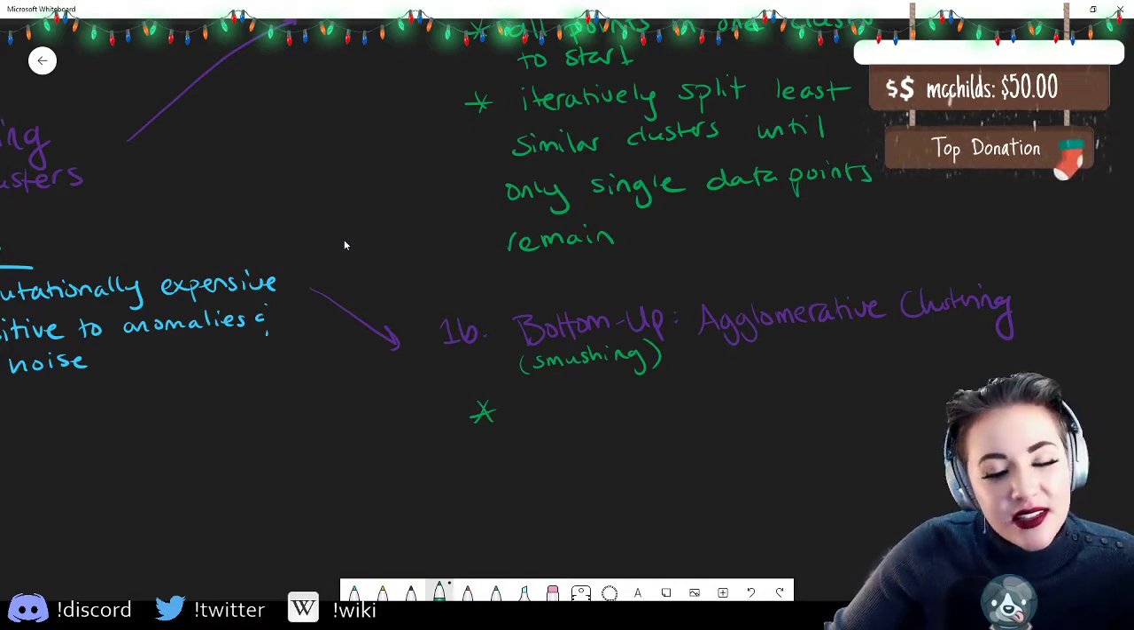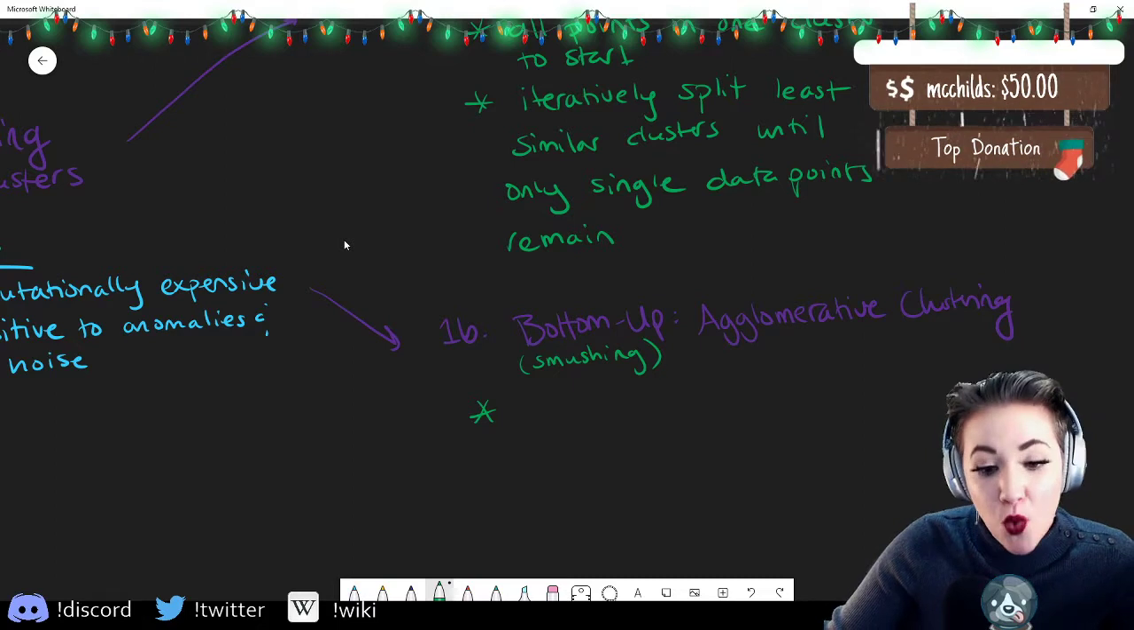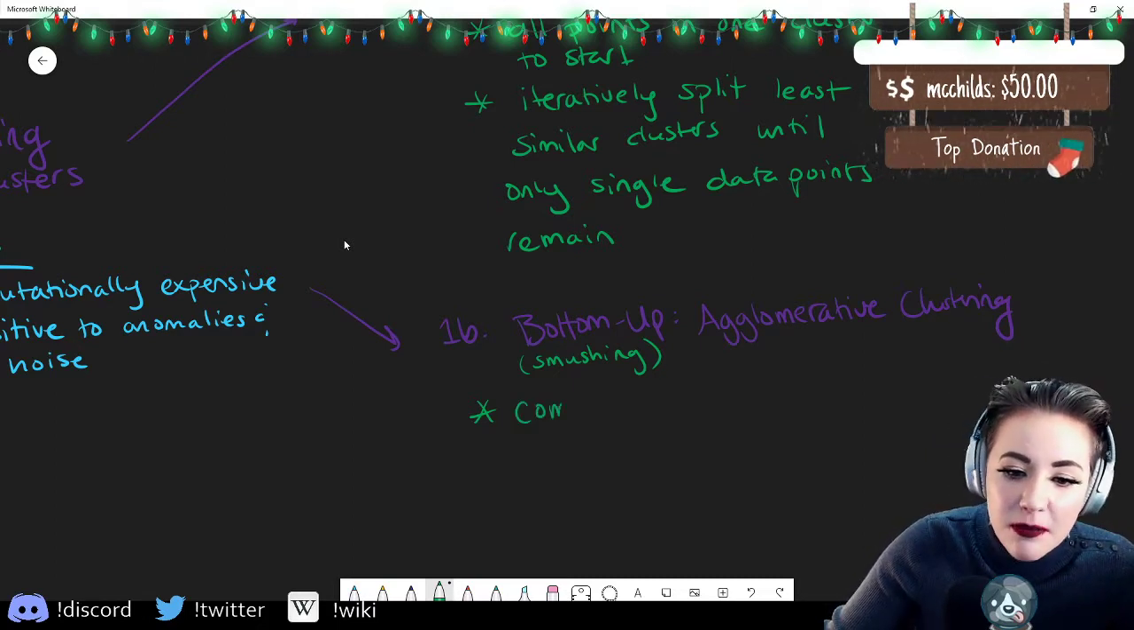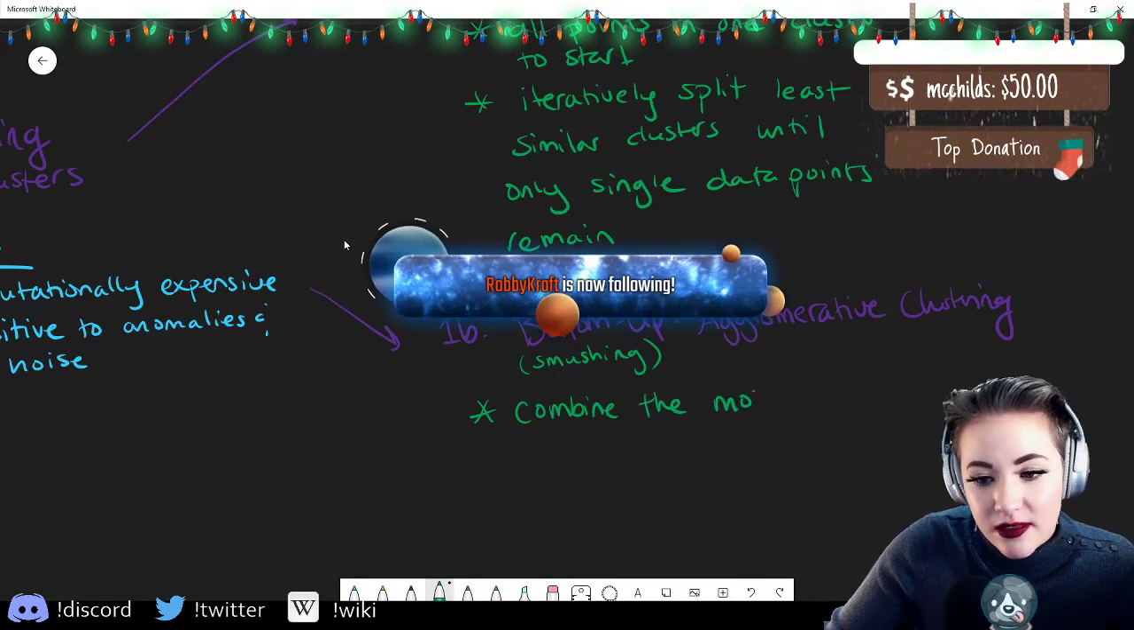So what this does is, instead of having all of your data points start in one cluster, you're going to have just the wide field of your data. And you're going to start to combine the most similar data points.